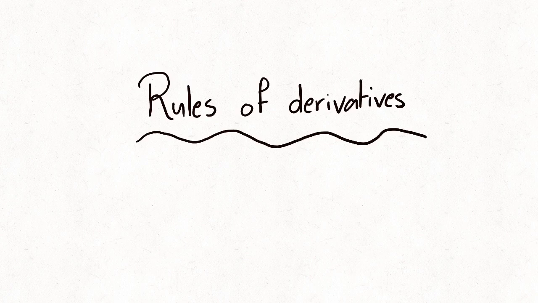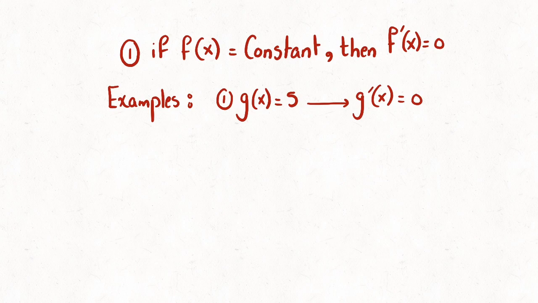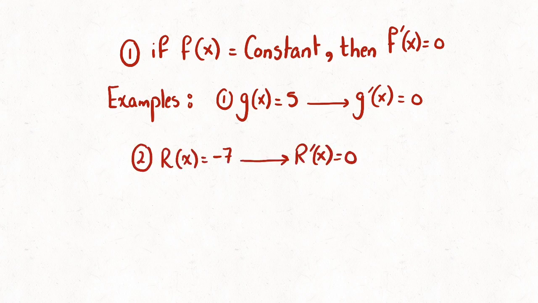Now we will summarize the basic rules of derivatives in the comment section of this lesson. We will start with the first rule, which is: if f of x equals a constant or any number, then the first derivative f prime is always equal to 0. For example, if g of x equals 5, then g prime equals 0 without thinking. Another example is illustrated in front of you.